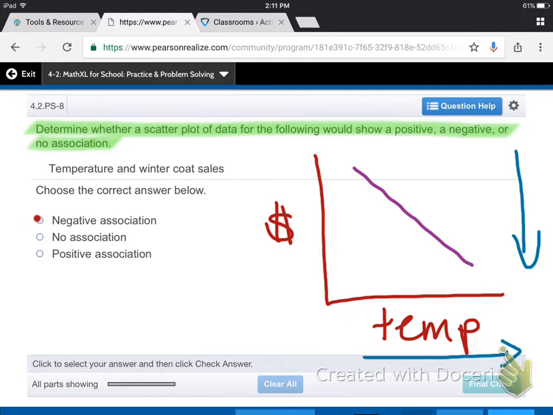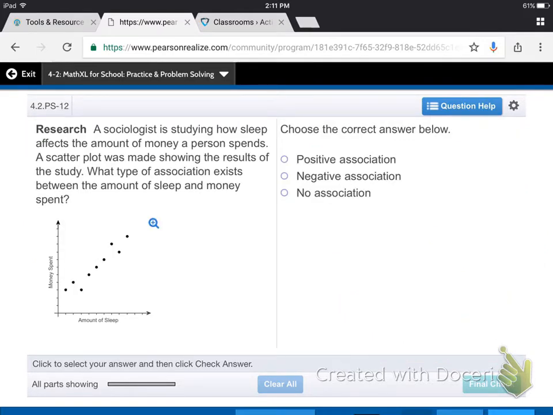There you go. Next problem says, a sociologist is studying how sleep affects the amount of money a person spends. A scatter plot was made showing the results of the study. What type of association exists between the amount of sleep and money spent? Well, I bet you're picking this up pretty quickly. If we draw a trend line through the middle of the data, it would look something like that, and that is clearly a positive association.